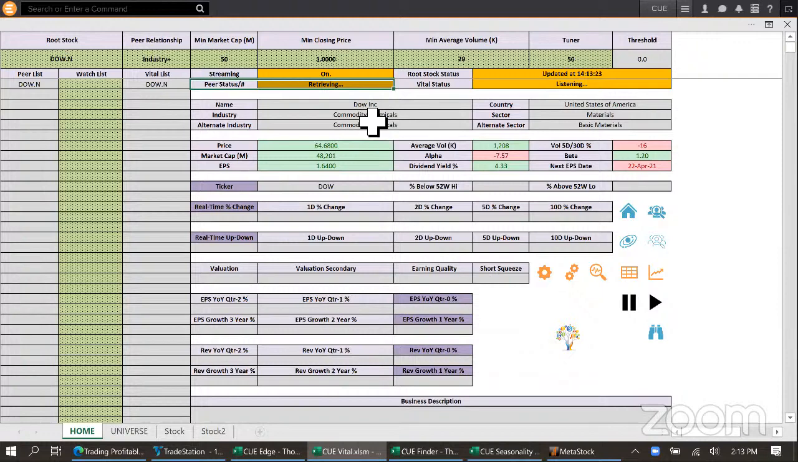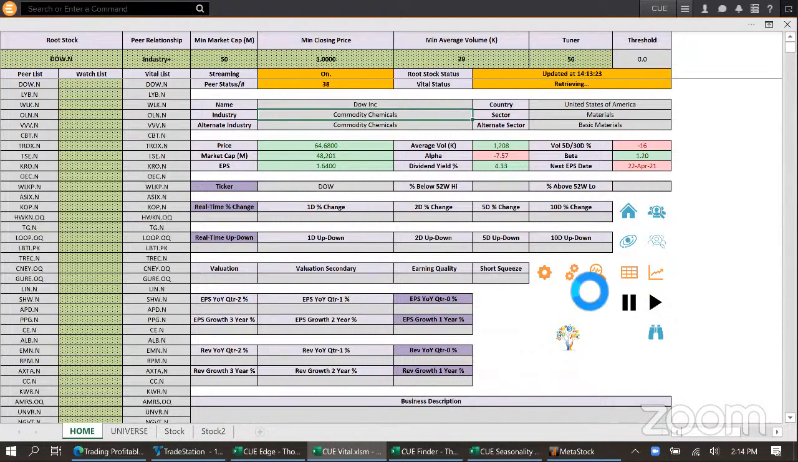I already have the industry, commodity chemicals, so I could look up the industry rotation from QH using these gear icons. Let me do that. Now it is going to transfer control from Cube Vital to QH.